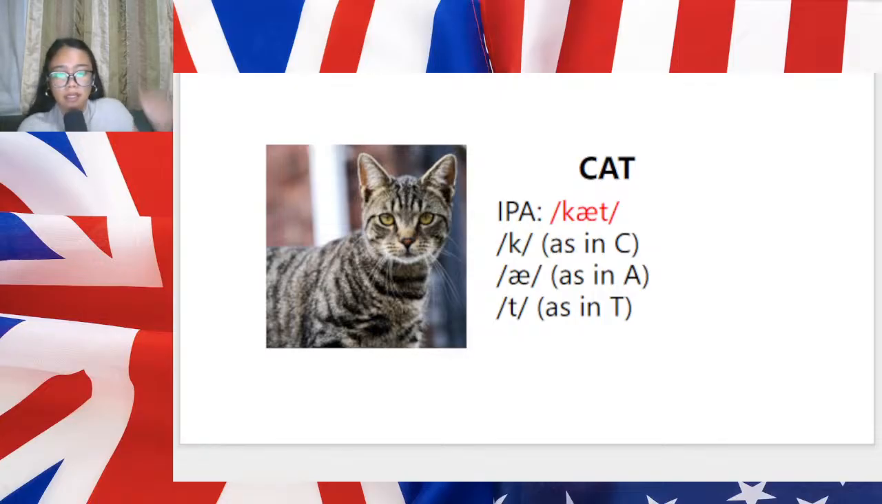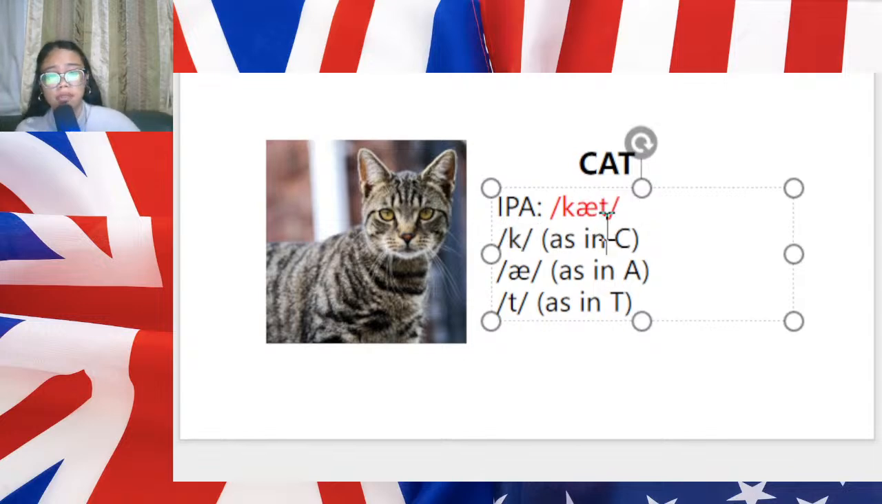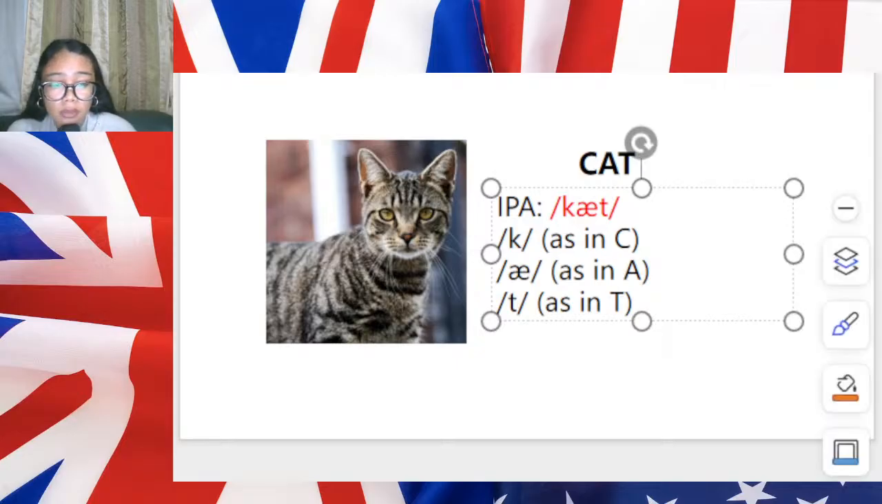Below that, you find its pronunciation represented in the International Phonetic Alphabet, which is the IPA. This particular one, the one highlighted in red, notice very carefully those forward slashes. Whenever you see letters or symbols placed between these slashes, it represents sounds.